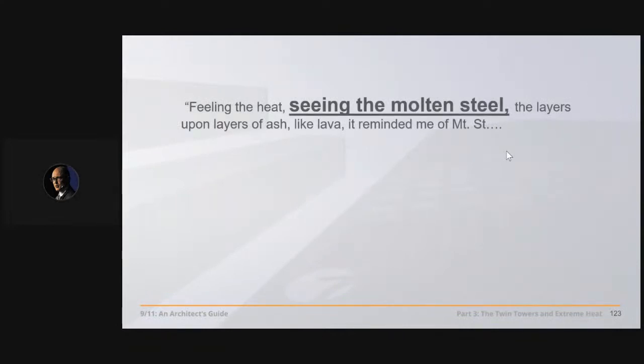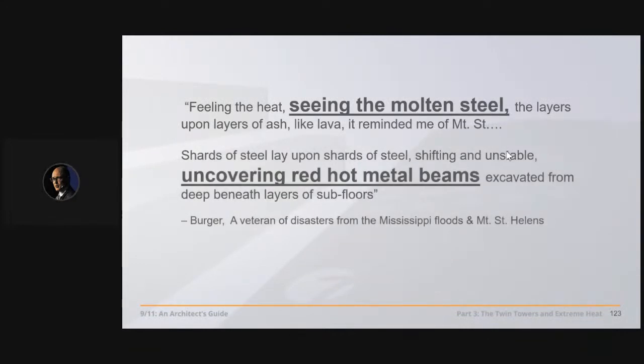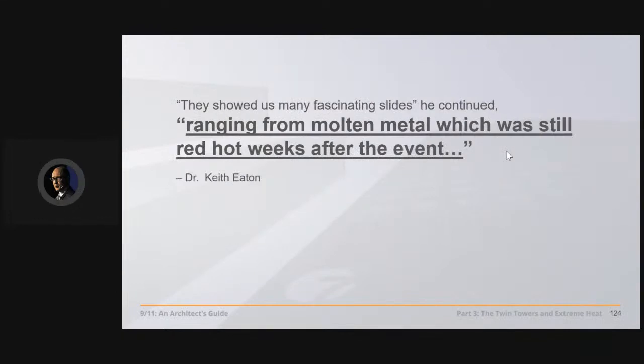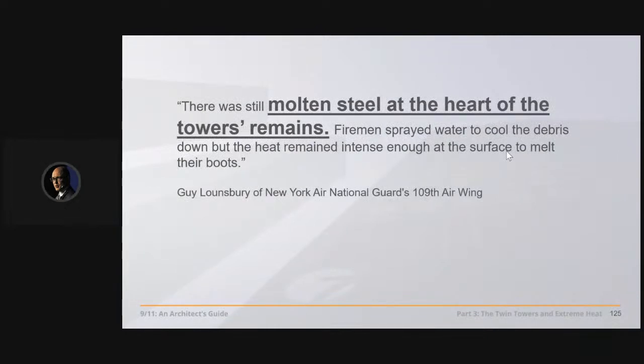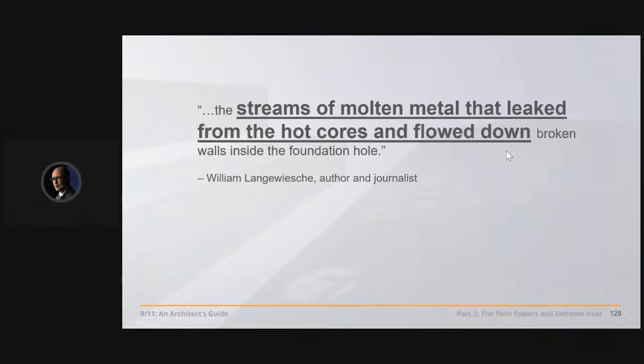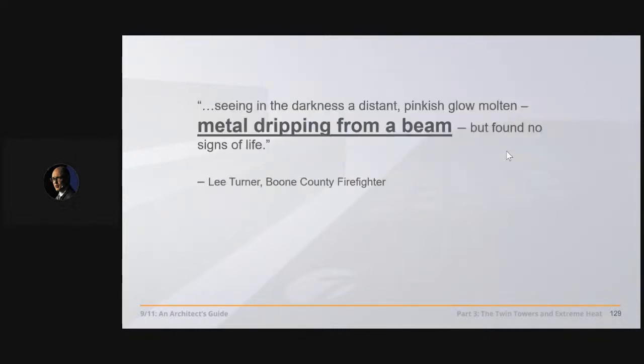Seeing the molten steel, uncovering red-hot metal beams, molten metal which was still red-hot weeks after the event, molten steel at the heart of the tower's remains, streams of molten metal that leaked down the hot cores and flowed down. Why are we looking at all of these witnesses of this molten metal, molten steel? Because office fires and jet fuel don't create these kinds of temperatures, as we'll show you.